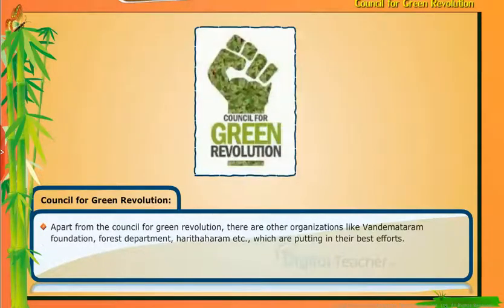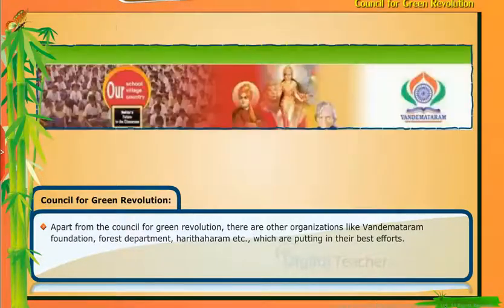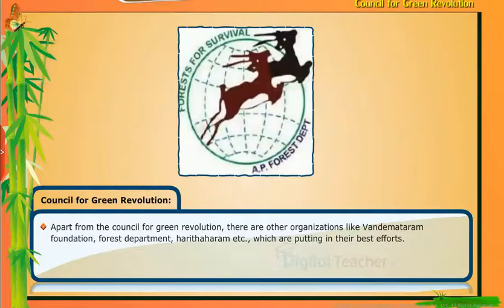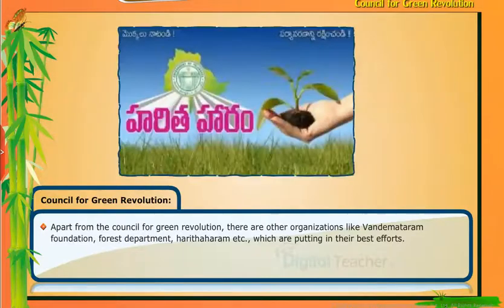Students are made to take a pledge on environmental protection. Apart from the Council for Green Revolution, there are other organizations like Vande Mataram Foundation, Forest Department, Harita Haram, etc., which are putting in their best efforts.